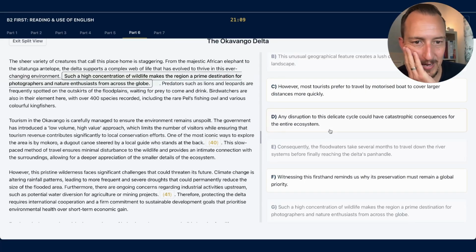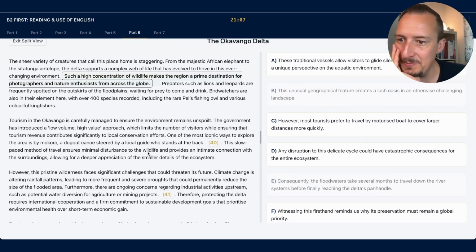Okay, tourism, here we go. So we've got a few with tourism here. So this might bring the boat ones in. Tourism in the Okavango is carefully managed to ensure that the environment remains unspoiled. The government has introduced a low volume, high value approach. Okay, one of the most iconic ways to explore is the dugout canoe, steered by a local guide who stands at the back. This slow pace method. Okay, here is the method of transport. So we've got the canoe here.